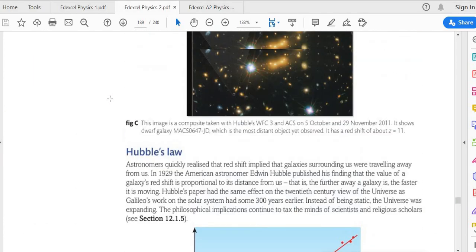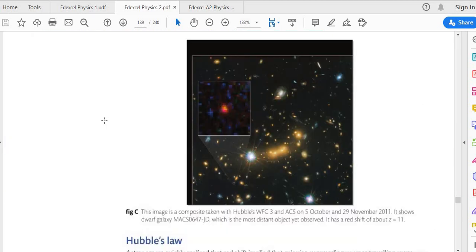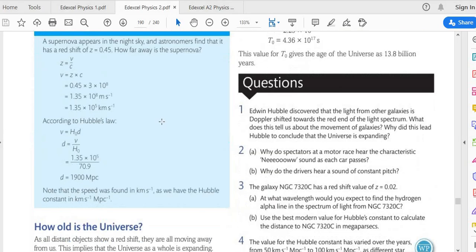Now remember, z was equal to delta lambda over lambda. Also it was equal to delta f over f. Also it was equal to v over c. So we are using z equals v over c here because we want to find the distance, and we have v here. Once we know v, and c is a constant, we can find d. So we have v equals z times c. z is given as 0.45. c is 3 times 10 to the power of 8. Then you will get 1.35 times 10 to the power of 8 meters per second, or in kilometers per second.